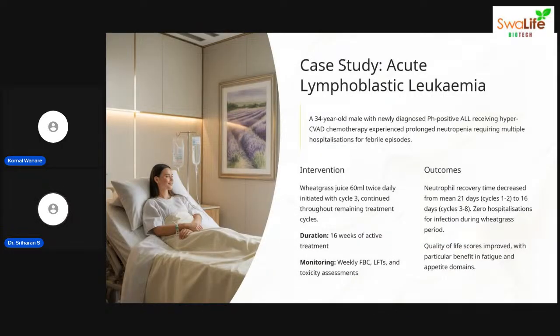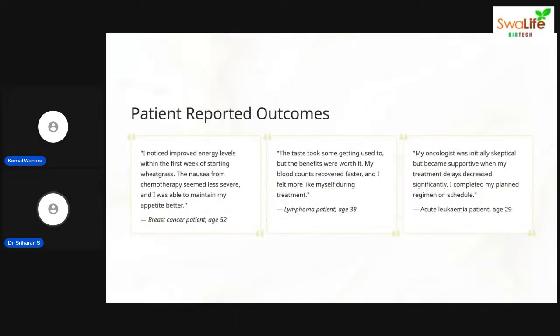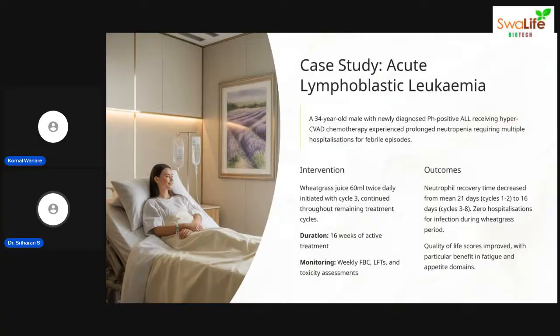Now we are going to see some case studies. There are four case studies. The first case study is acute lymphoblastic leukemia. Here, what is the role of wheatgrass? While taking wheatgrass, there should be a fast recovery and a reduction in neutrophil counts. That is what is being said.